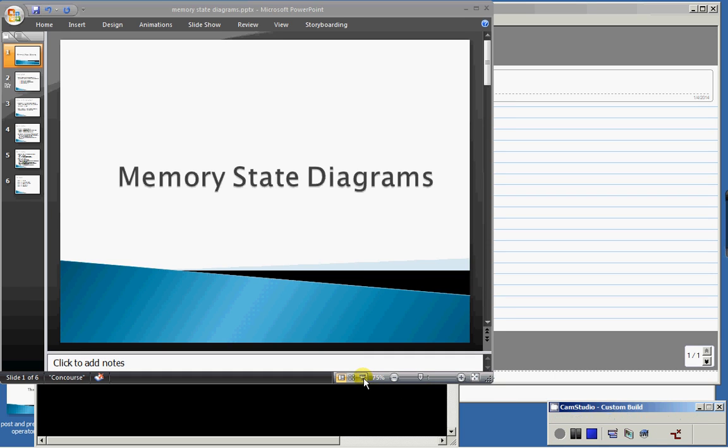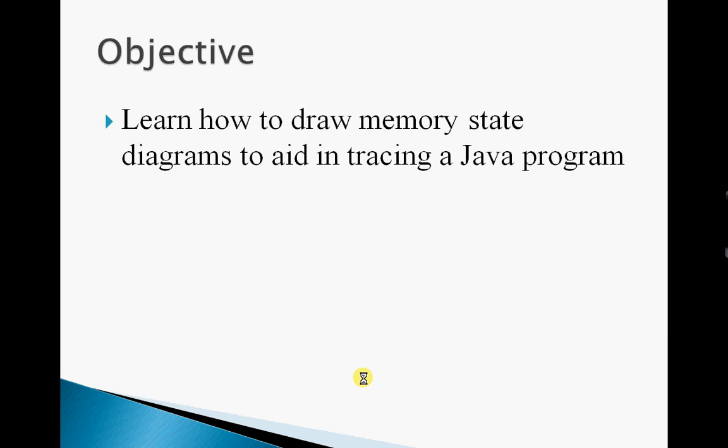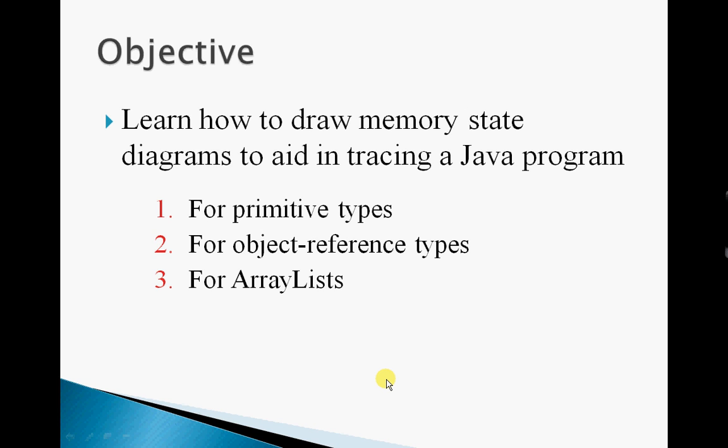Hi, now we'll deal with something quite important, memory state diagrams. The objective here is to learn how to draw memory state diagrams to aid in tracing a Java program when it's running: what happens, what gets stored in this variable, what gets stored in the second variable. When you use the equal sign to assign A equals B, what happens? We are going to handle primitive type variables, object reference type variables, and arrays.